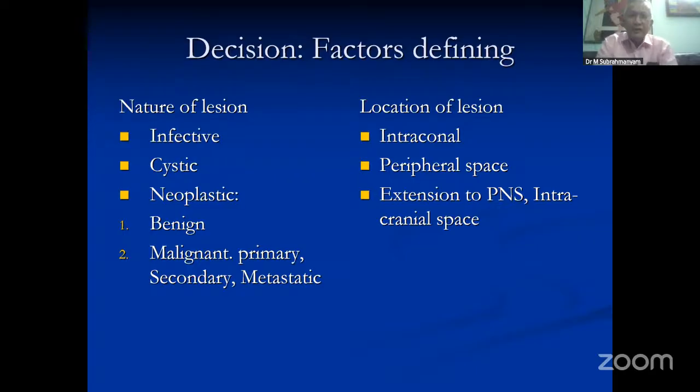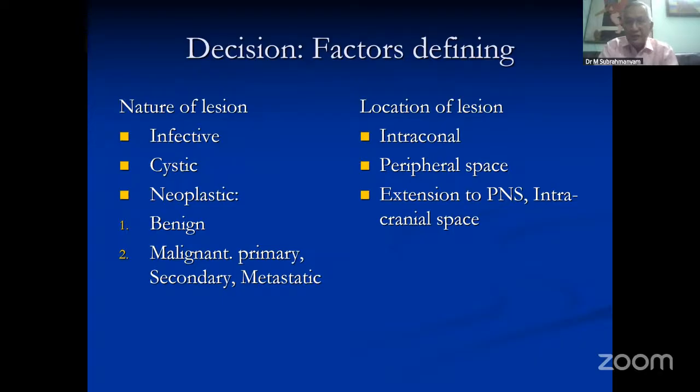So what are the factors which define our decision? It depends on the nature of the lesion and location of the lesion. Whether the lesion is infective, cystic, or neoplastic. Neoplastic could be benign or malignant. Malignant could be primary, secondary from the surrounding structure, or metastatic from distant organs.